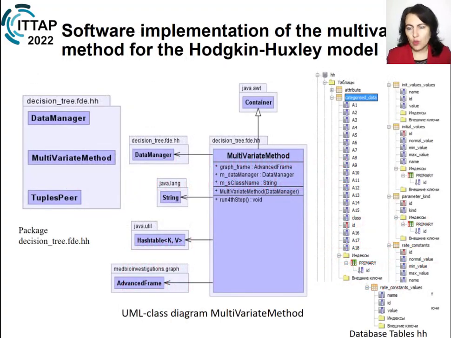A software environment for the study of electrophysiological processes based on the Hodgkin-Huxley system has been developed in the form of a library of Java classes. To implement the method, a package of Java classes has been developed. The package includes classes such as data manager, multivariate method, etc. Next, the Hodgkin-Huxley system integration class applet is launched.